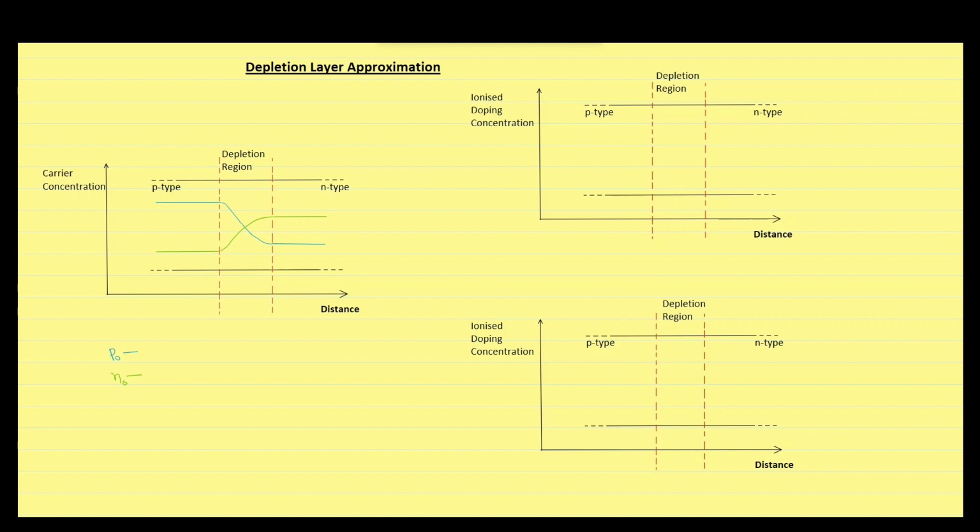We will draw a single curve, Nd plus minus Na minus. Nd plus represents the ionized donor impurities, whereas Na minus represents the ionized acceptor impurities. We will take 0 on the y-axis here, and after that we will draw the plot. The plot of Nd plus minus Na minus will come out like this. The straight line on the y-axis represents nothing but the metallurgical junction.